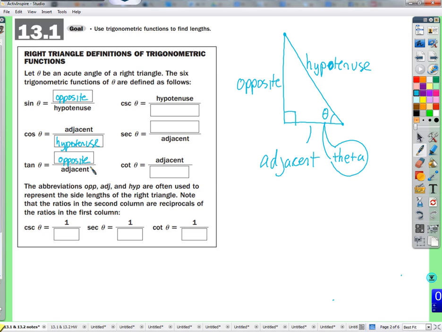Okay, the cosecant, like we have these three, and the other three would just be the reciprocals of each of those. And so the cosecant is the reciprocal of the sine, so it's hypotenuse over opposite. The secant is the hypotenuse over the adjacent, just take the cosine, flip it over. It's the reciprocal of the cosine. And the cotangent is the adjacent over the opposite, just the reciprocal of tangent.